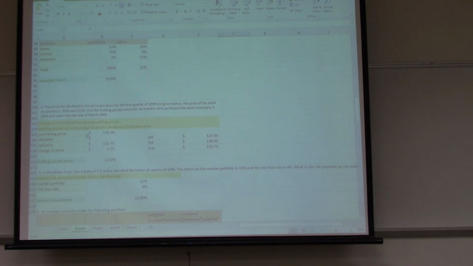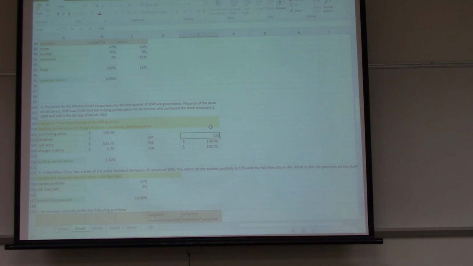I'm sorry. Yeah, it's very similar to the one we did before, the holding period. Prices for the Electric Circuit Corporation for the fourth quarter are given below. We know on January 1st it was 130. This one is a little bit confusing because of the price of the stock here for January 1st. I don't know why that one's 125 there. I think it should be 130.